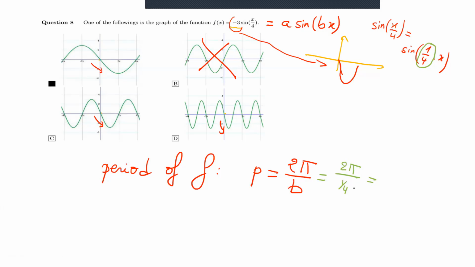So division is a multiplication. So we multiply by the reciprocal, and so the period is 8 pi here.